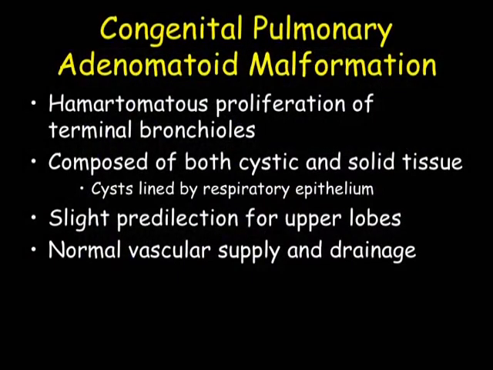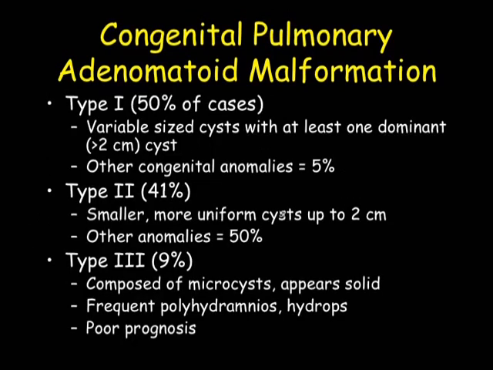These tend to be anywhere in the lungs, often upper lobe. Congenital pulmonary adenomatoid malformation is hamartomatous proliferation of the terminal bronchioles. It's a hamartomatous lesion. It has both cysts and solid components. There's a slight predilection for the upper lobes, and there's normal vascular supply. The types are 1, 2, and 3.